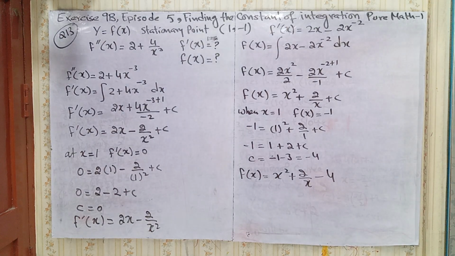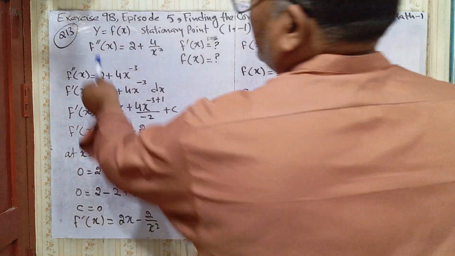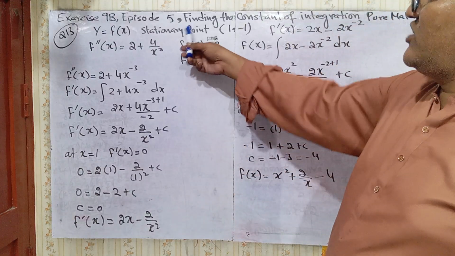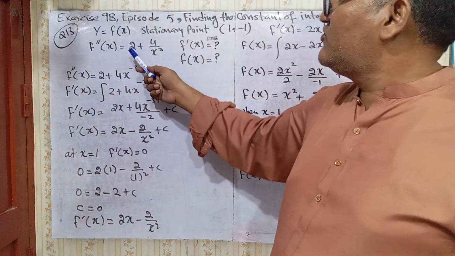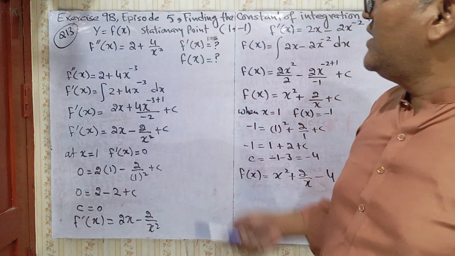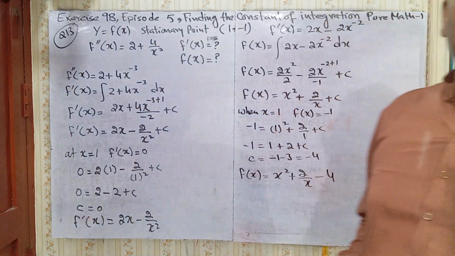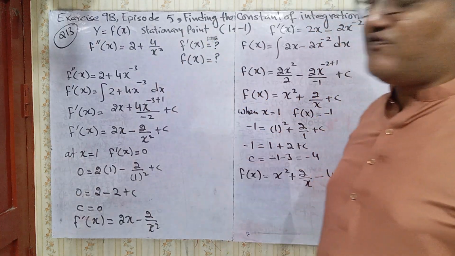So I have already solved this on board to save time. You see y is equal to f of x. There is a stationary point at (1, -1). The second derivative is given, 2 plus 4 by x cube. The question is find the first derivative and find that function.